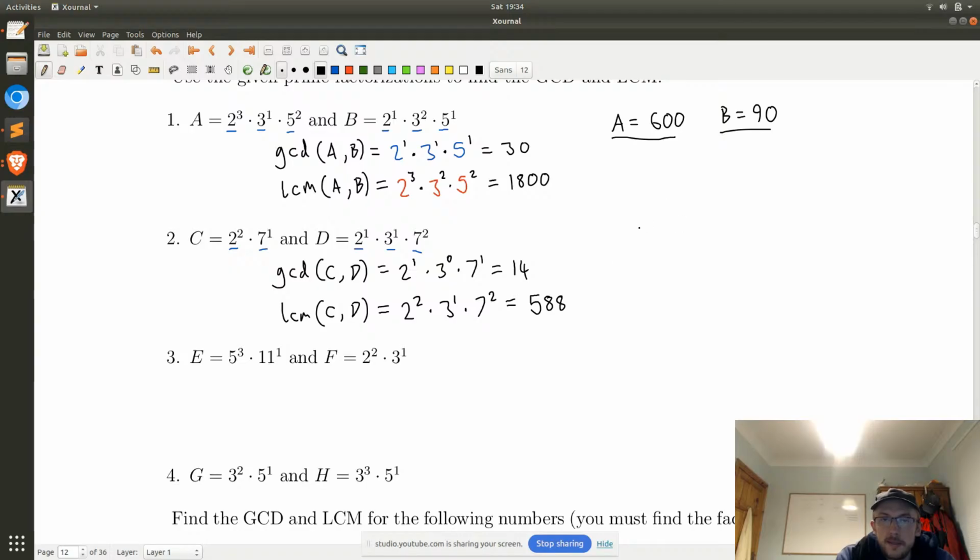Out of curiosity, I'm going to compute C and D, but you don't actually have to. So this is 4 times 7, huh? So that would be 28. And this is 2 times 3 times 49. So that's 6 times 49, which is the same as 6 times 50 minus 6, which is 294. So these answers seem correct.